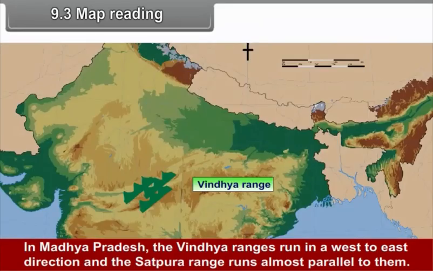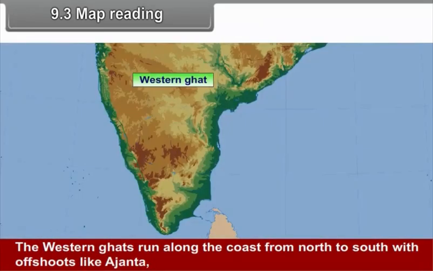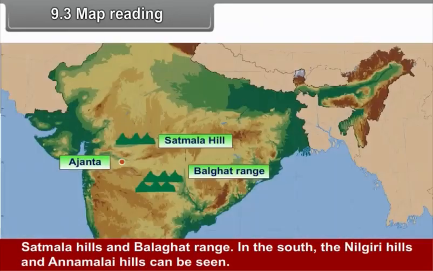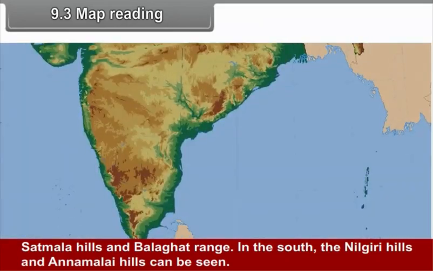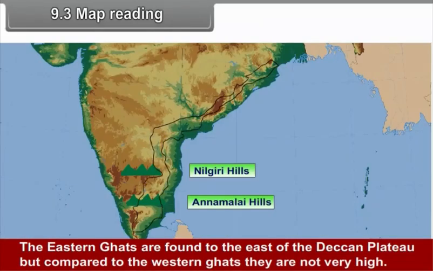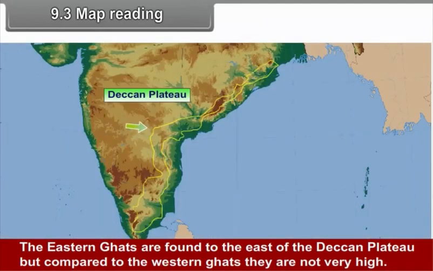In Madhya Pradesh, the Vindhya ranges run in a west to east direction and the Satpura range runs almost parallel to them. The Western Ghats run along the coast from north to south with offshoots like Ajanta, Satmara Hills and Balghat range. In the south, the Nilgiri Hills and the Annamalai Hills can be seen. The Eastern Ghats are found to the east of the Deccan Plateau, but compared to the Western Ghats, they are not very high.